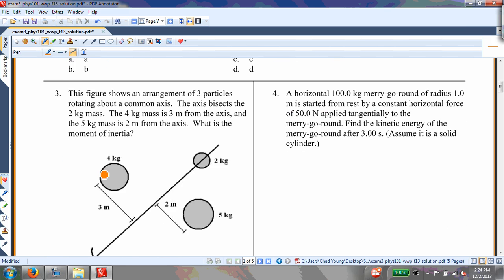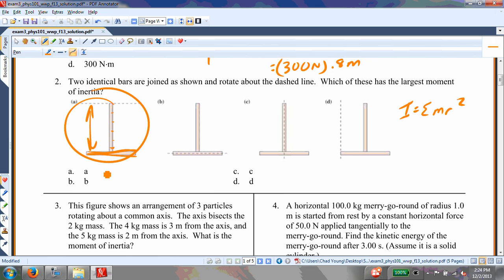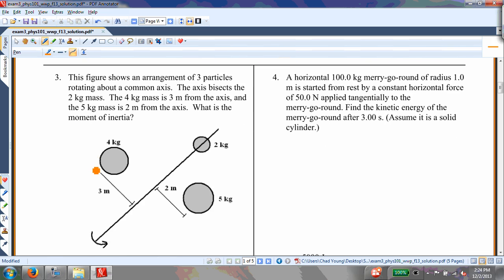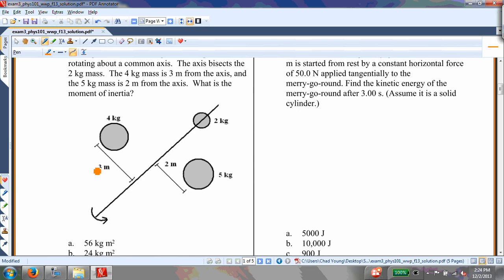This figure shows an arrangement of three particles. Oh, let's see. So the answer was A for number 2. Three particles rotating about a common axis. The axis bisects the 2 kilogram mass. The 4 kilogram mass is 3 meters from the axis. 5 kilograms is 2 meters from the axis. What is the moment of inertia?